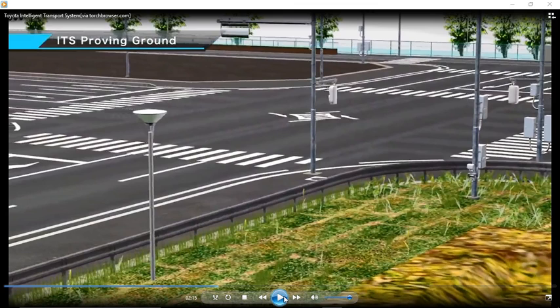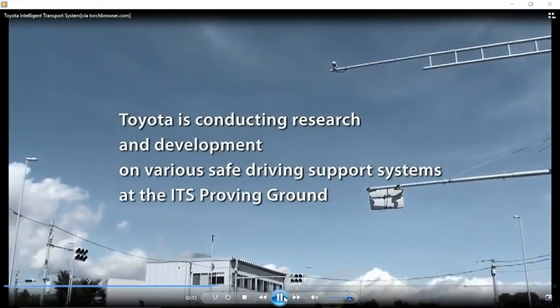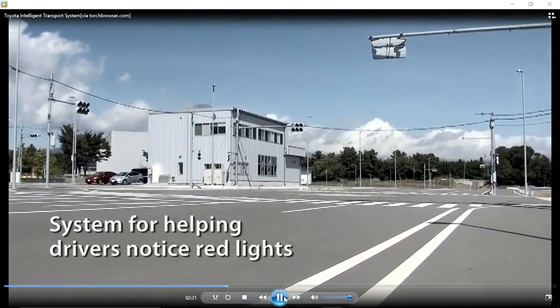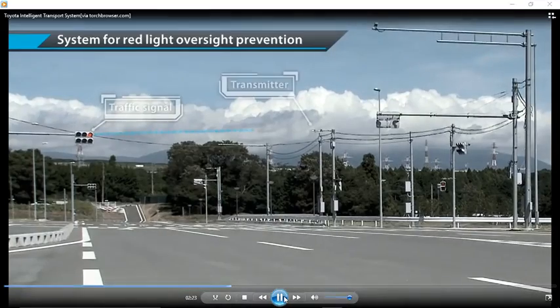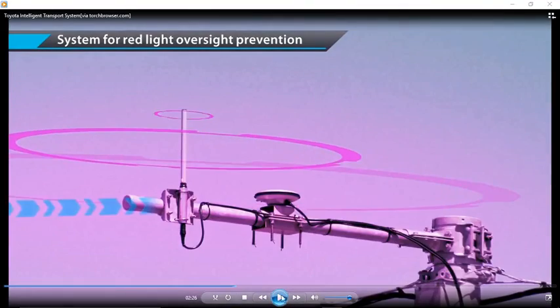Driving support systems that Toyota is researching and developing is a system to help prevent drivers from overlooking or missing red lights. This system is installed at intersections and uses sensors. What do these sensors detect? A system for red light oversight prevention.